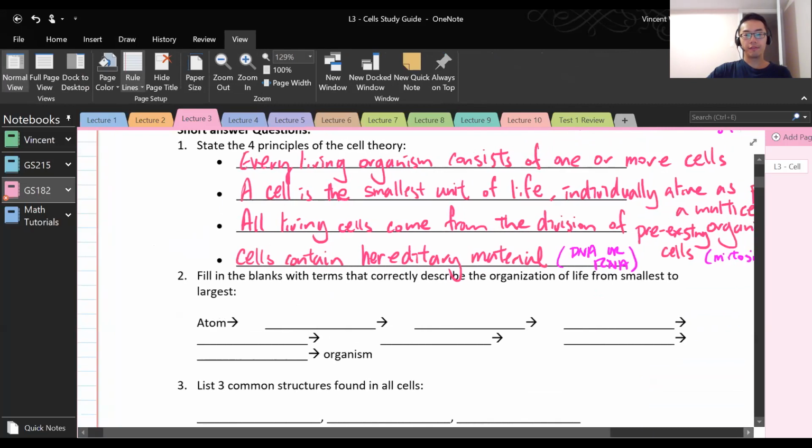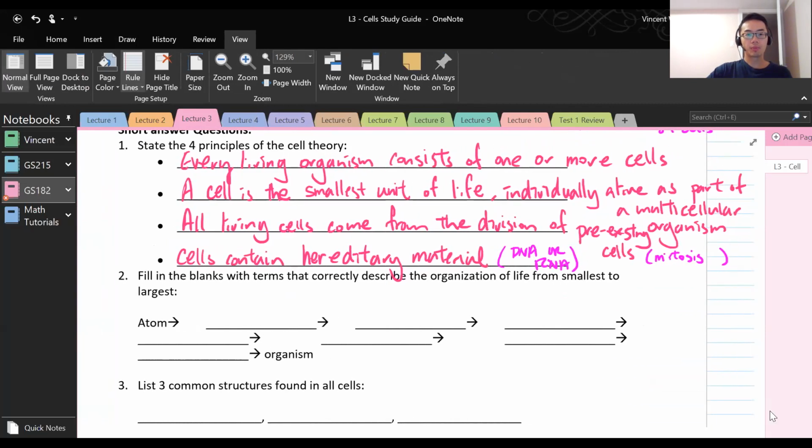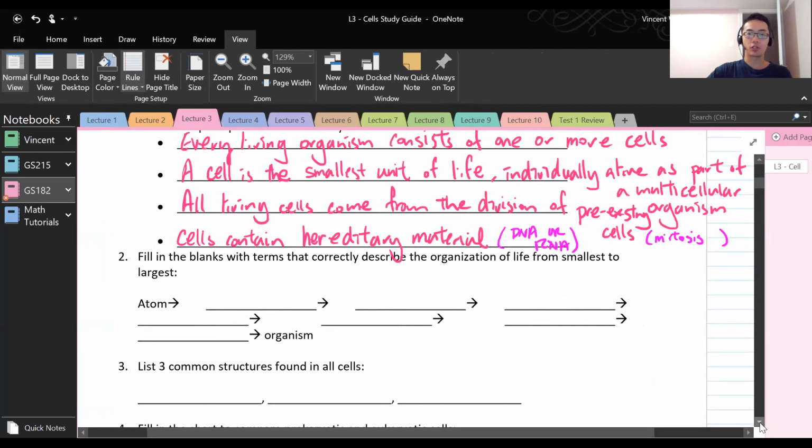Next, we have fill in the blanks with the terms that correctly describe the organization of life from smallest to largest. Okay, so last class, we talked about atoms, right, which are basically everything on the periodic table. Those elements are made up of atoms. And when we combine atoms together, we form molecules, right? So small molecules like H2O, C6H12O6, those are important in our body. But then there are also the macromolecules that we talked about, right? The ones that have thousands and thousands of atoms, right?